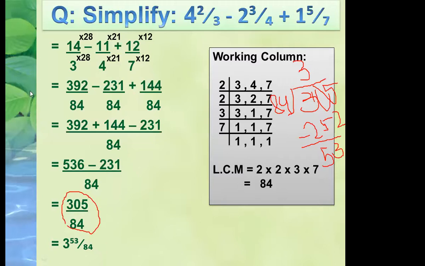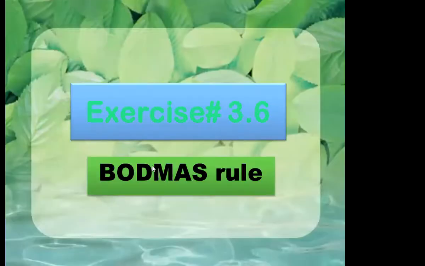Okay, so these are the questions from exercise number 3.2. Now we are moving towards exercise number 3.6. And if you remember exercise number 3.6, in exercise number 3.6, we have done so many different types of questions. But today we are going to review only the BODMAS rule and the complex fraction. So first I'm going to solve one question according to BODMAS rule.